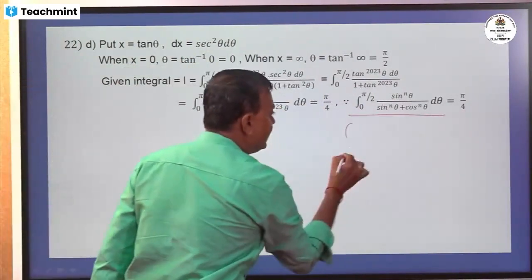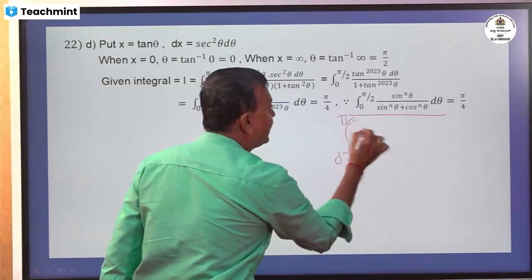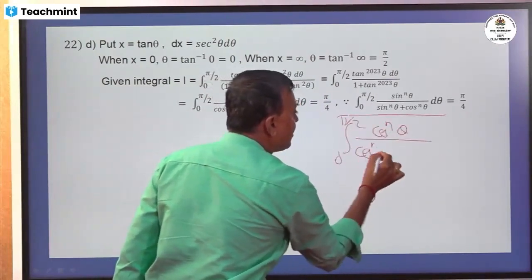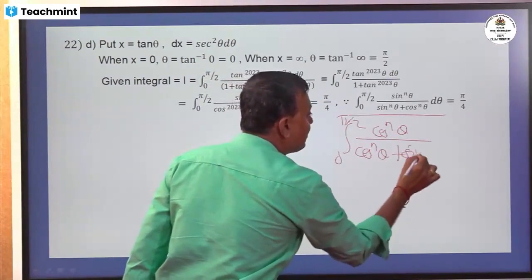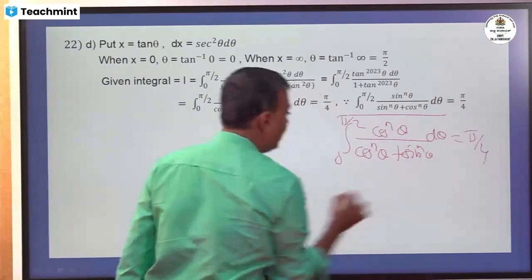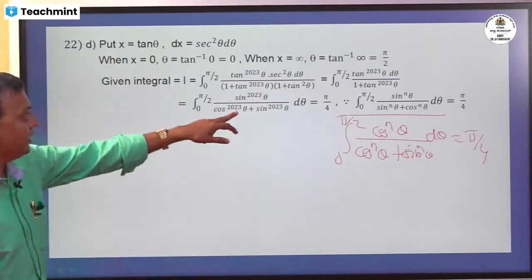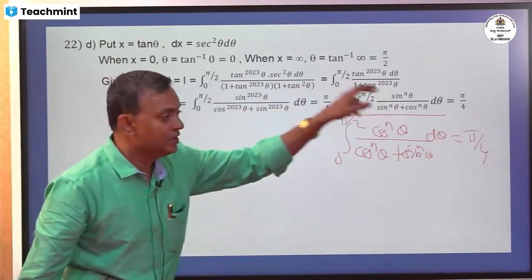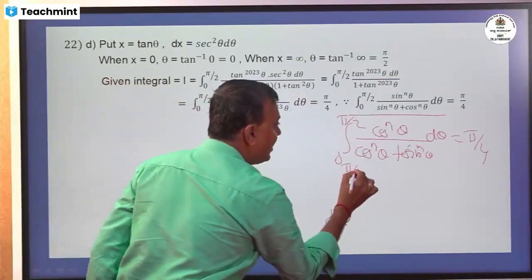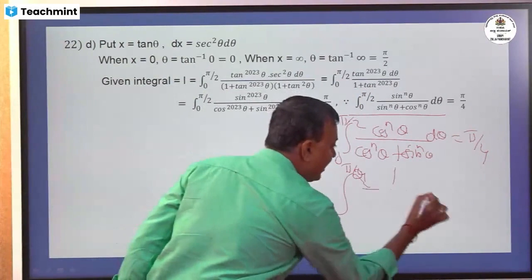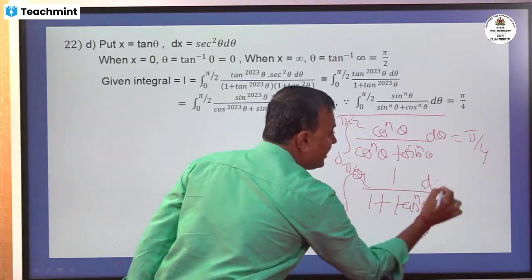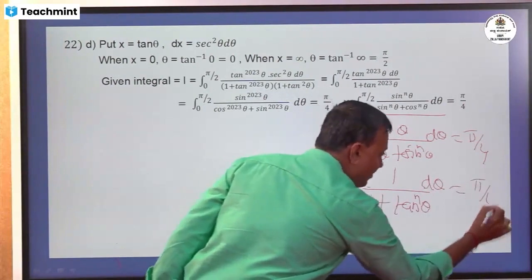Next, integral from 0 to pi by 2 cos to the power n theta by cos to the power n theta plus sin to the power n theta d theta is also pi by 4. Next, you can see this formula here. So this is a standard form. Integral 0 to pi by 2 1 by 1 plus tan to the power n theta d theta is also pi by 4.